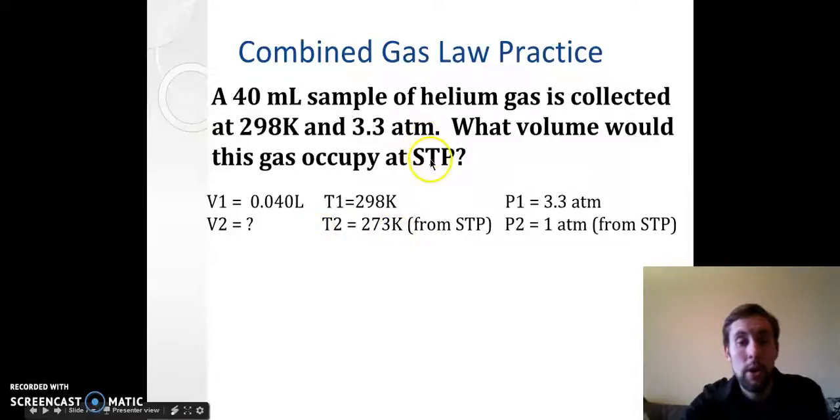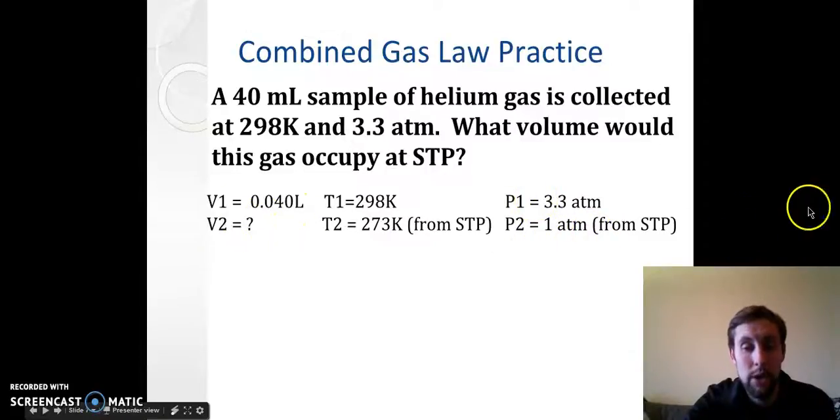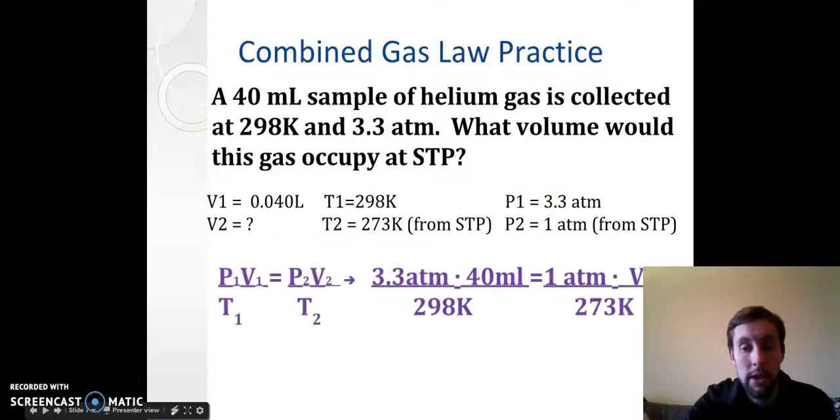Temperature 2, we know is 0 degrees Celsius, which we can then add 273 to get Kelvin. And pressure 2 is 1 atmosphere. We want it to match the same unit as our other pressure, which is 3.3 atmospheres. We now have 5 of the 6. We can do our work to get the other one.